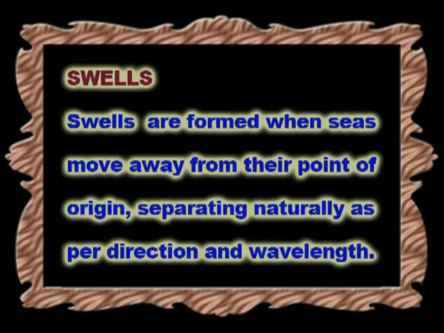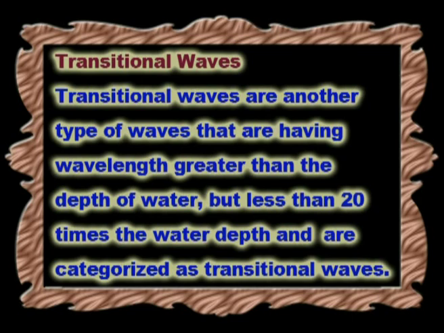Swells are another category of waves. Swells are formed when seas move away from their point of origin, separating naturally as per direction and wavelength. Swells are regular waves. Transitional waves are another type of waves that have a wavelength greater than the depth of water, but less than 20 times the water depth, and are categorized as transitional waves. In these types of waves, the velocity depends partly on the wavelength and partly on the depth of water.